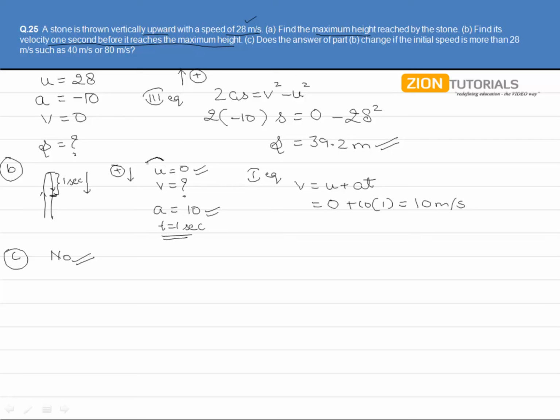So if nothing is going to change out of these variables and we can use this equation, then every time v is going to come 10 meters per second. Since the u, that is the initial velocity with which we threw the ball, is nowhere in this equation, this is not going to change at any cost. So here we can say that it's not going to change.